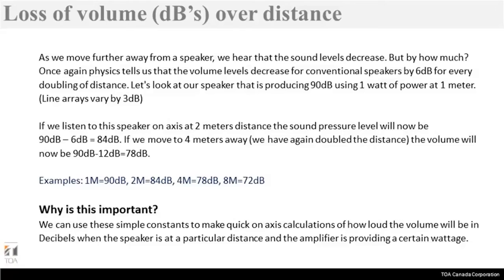in a conventional speaker system by 6 dB for every doubling of distance. Right. So let's say if we listen to the speaker on axis at 2 meter distance, the level will be, in this example, 1 watt, 1 meter was 90 dB. It will deduct by 6 dB. So it will be 84 dB. Let's say you are 4 meters away from the same speaker. It will be 90 minus 12. That is 78 dB.